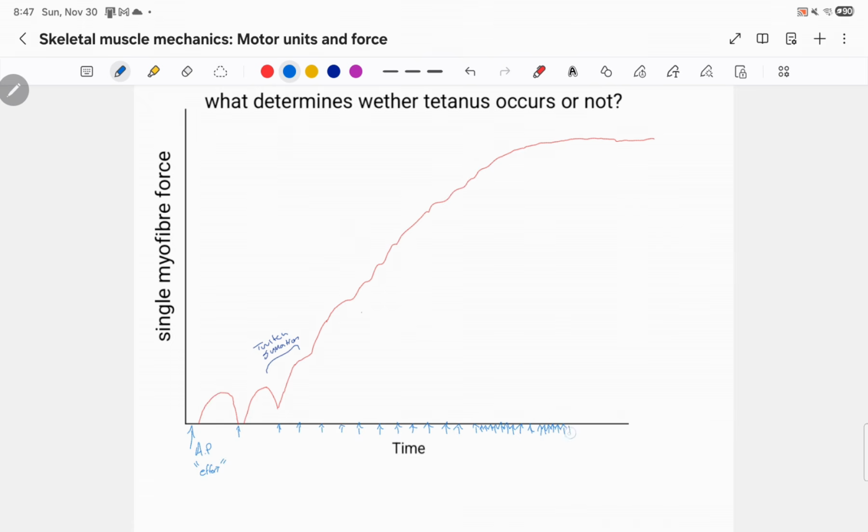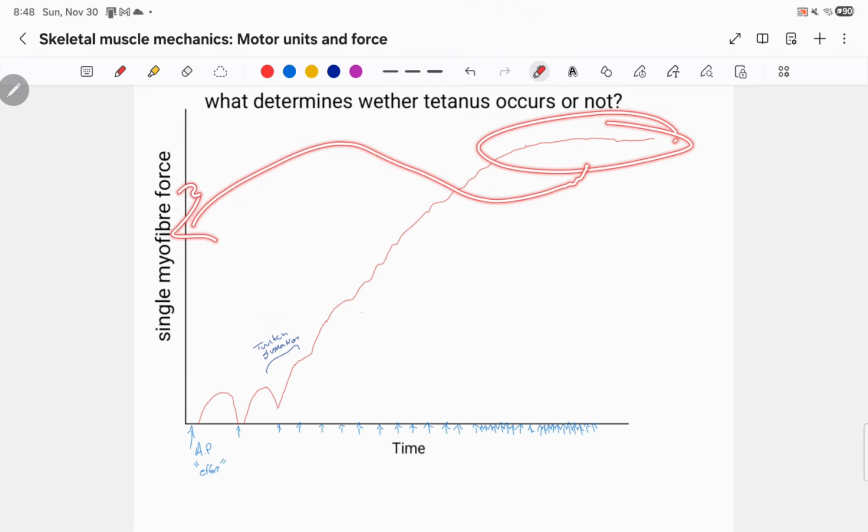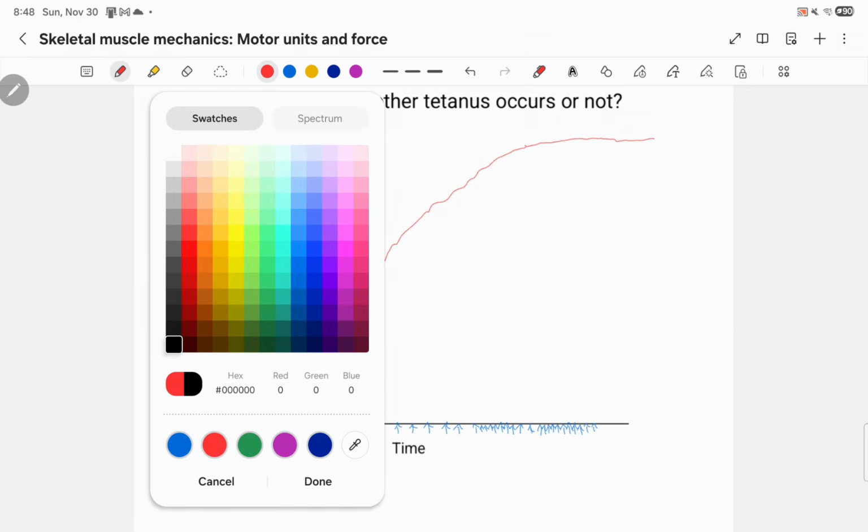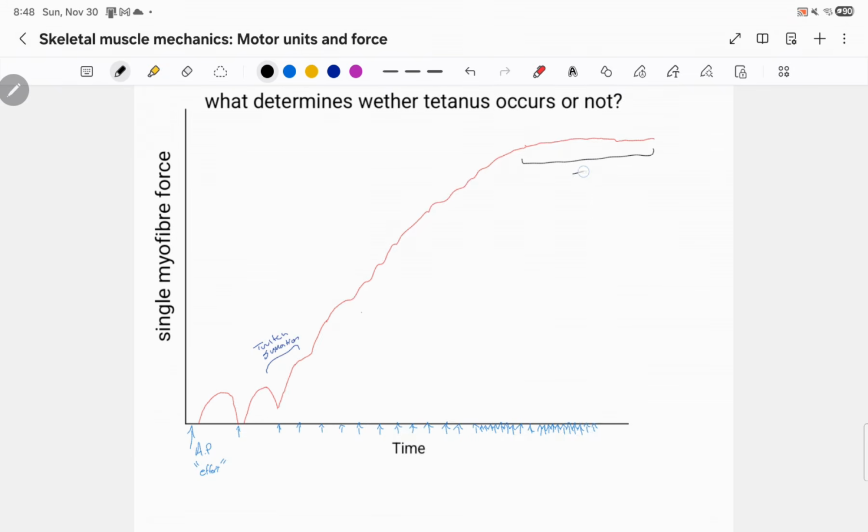And if I increase the action potential frequency even more now, so now they're happening more frequently than they've ever been happening before, notice what's happening. The line stays there. It doesn't go down, but it doesn't go up either. What does that tell you? That means that I have reached the maximal amount of force that this singular muscle fiber is capable of producing. What is that called? We have a term for that. That is called tetanus.